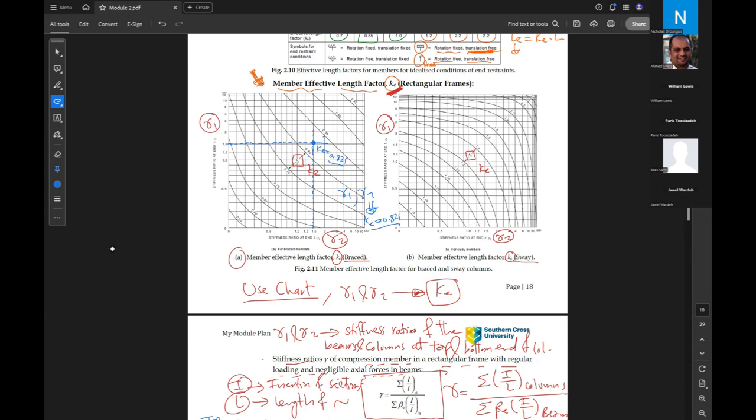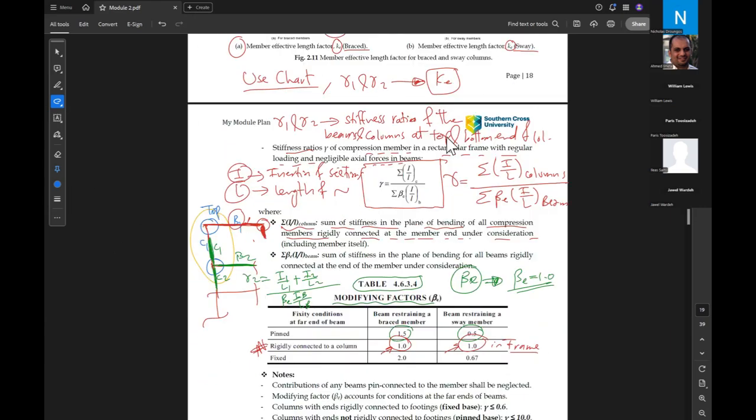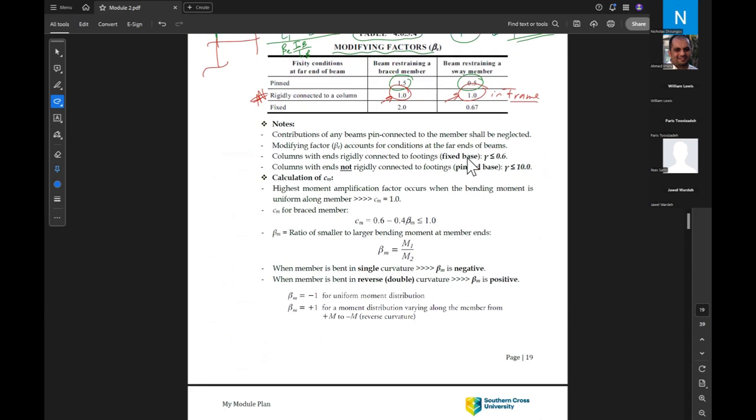And similarly here, if we are in a sway frame, if it is 1.5 gamma 2 and 1.5 gamma 1, they are intersecting here between 1.5 and 1.4. So K effective equal to, for example, 1.46. Okay, so this is how to use the charts for gamma 1 and gamma 2.